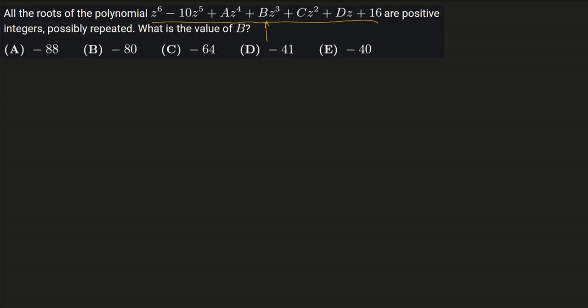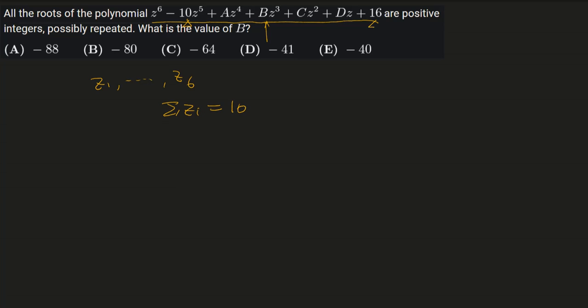Because it'll tell you something about the roots, and the question is about the coefficients. Therefore, let's go to the Vieta formula right away. So let's assume the 6 roots are z1 all the way up to z6. We have 6 roots for a 6th order polynomial. And then by Vieta theorem, we know that since we know this 10, that's the coefficient of the 2nd order term, therefore the sum of the zi equals 10.